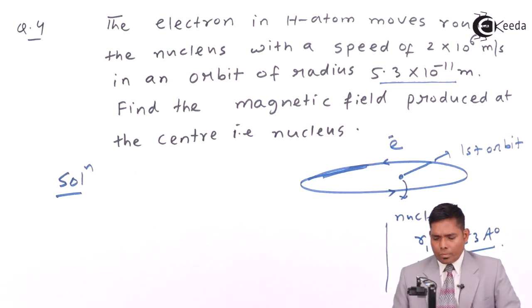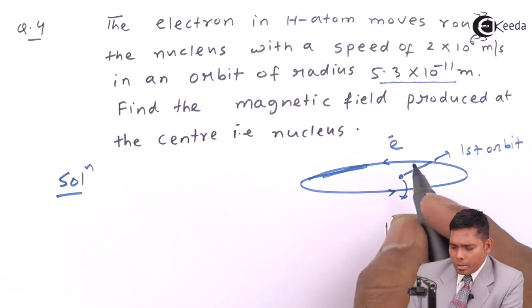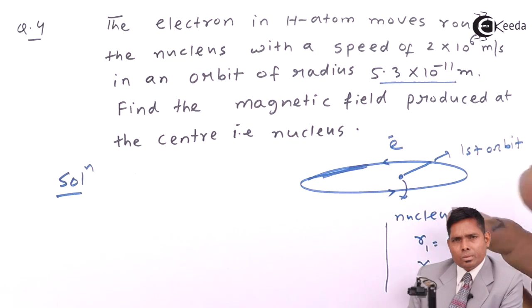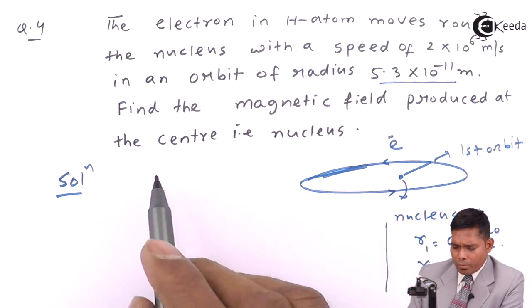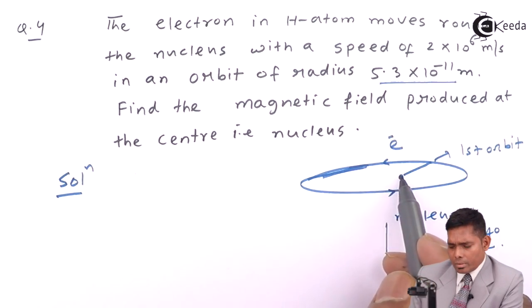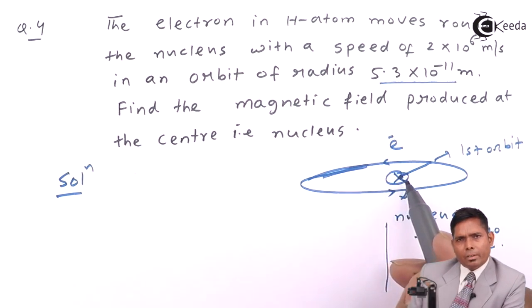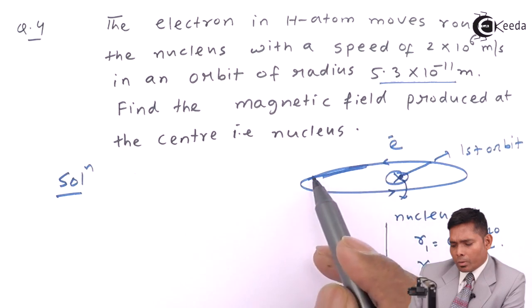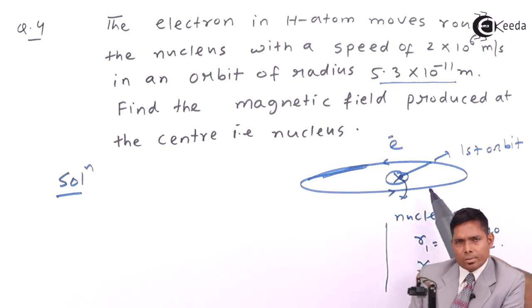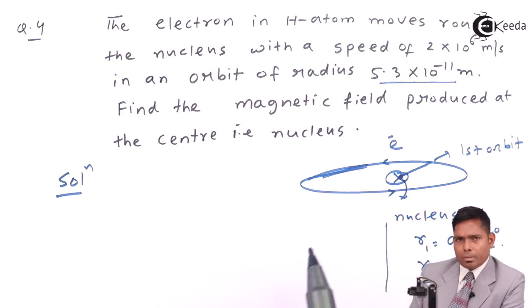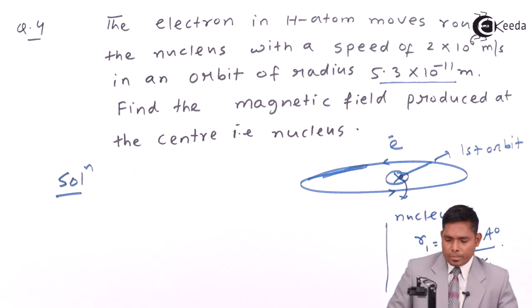So this is the first orbit in which the electron is moving, and whichever orbit it moves in, the radius is given to us. We have to find the magnetic field at the center. So if the electron is like this, the current is clockwise, so the magnetic field will be downward. If the electron is moving anti-clockwise, the current will be clockwise. So the magnetic field will be downward because clockwise it will be downward.